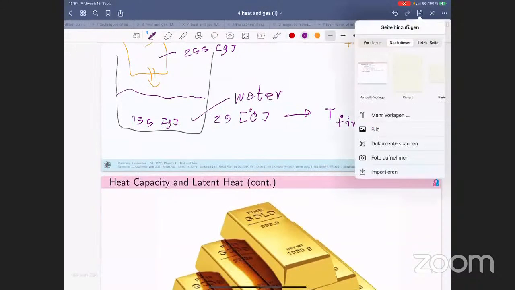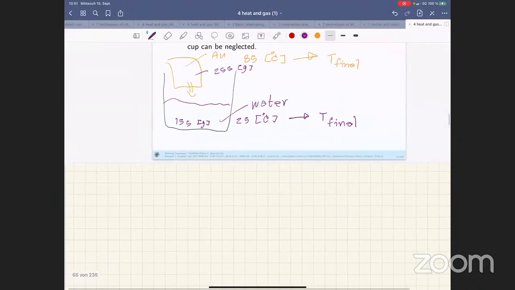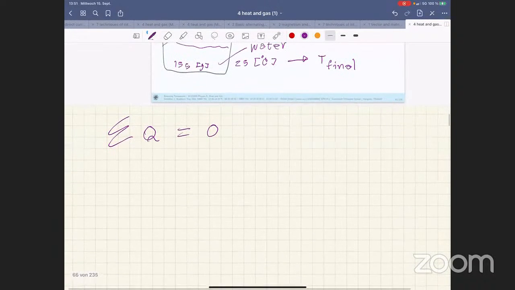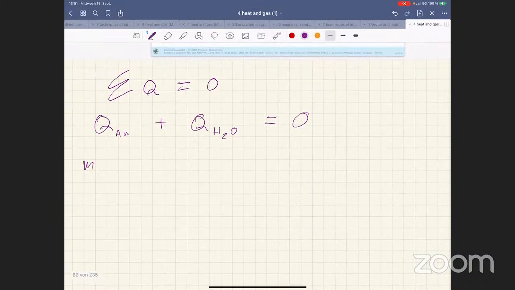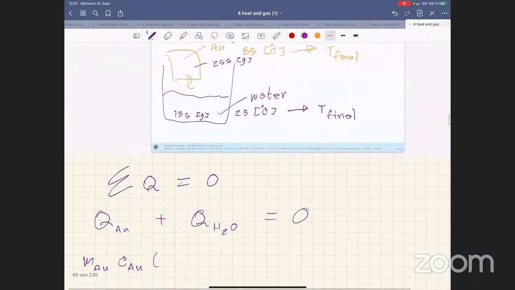Okay, let's make a calculation. We would like to know T final, right? So again, we have the summation of Q equals 0, right? The first Q is Q of gold, AU, plus Q of water, H2O, equals 0, right? QAU is going to be MAU, the mass of the gold, and C, the specific heat of the gold, and delta T of the gold. So delta T of the gold is going to be the initial value 85, right?